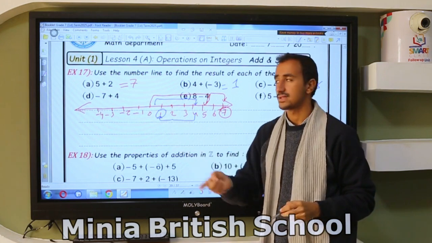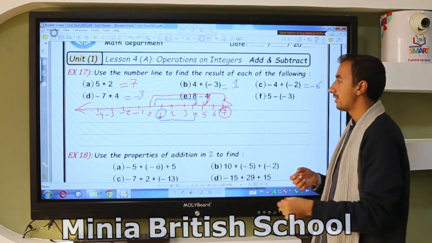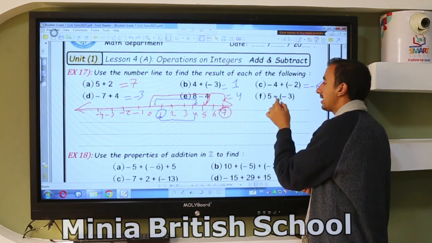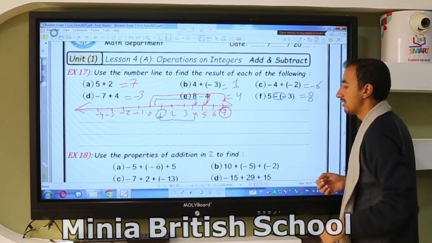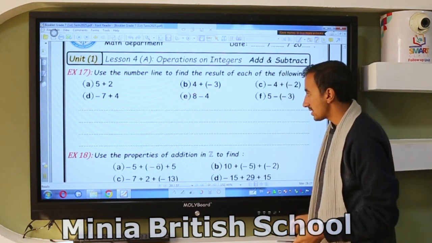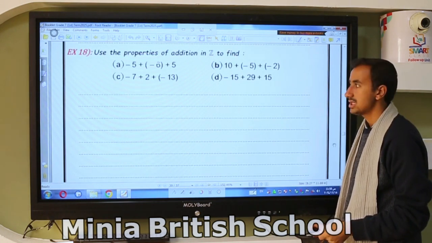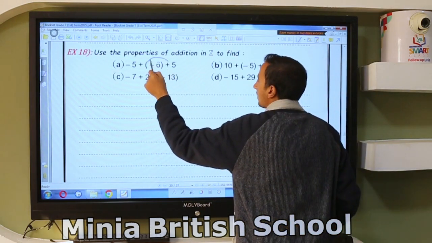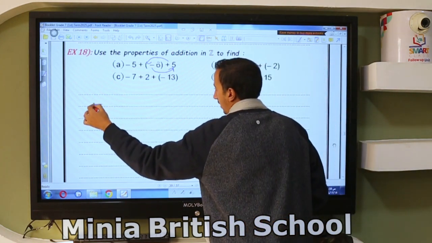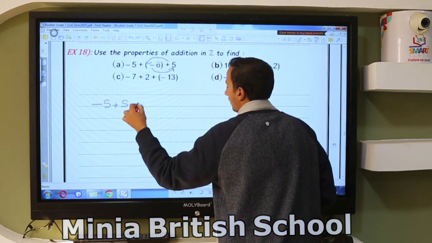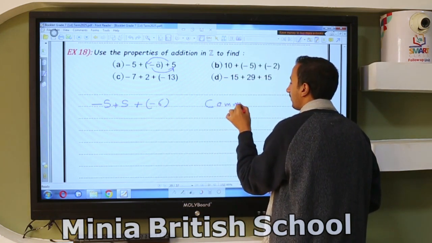Here negative 7 plus 4 equals negative 3. Here 8 minus 4 will be 4. 5 minus negative 3: minus a negative becomes positive, 5 plus 3 will be 8. Okay, using the properties of addition, negative 5 plus 5 is the commutative property. Negative 5 plus 5 plus negative 6, it means commutative.